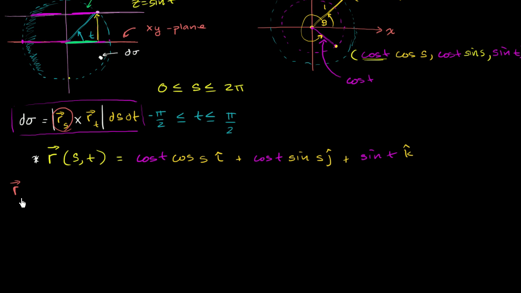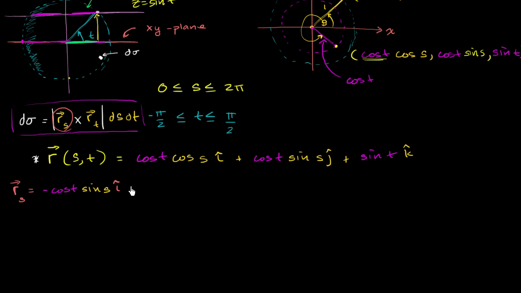So first let's take the partial of r with respect to s. All the stuff with the t in it, you can just view as a constant, so cosine of t isn't going to change. The derivative of cosine of s with respect to s is negative sine of s. So this is going to be equal to negative cosine of t sine of s, and I'll make the vectors orange, i.